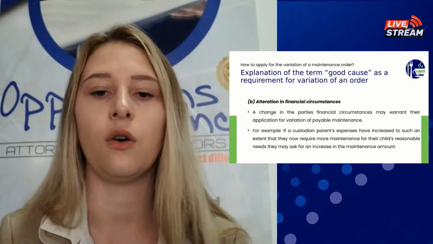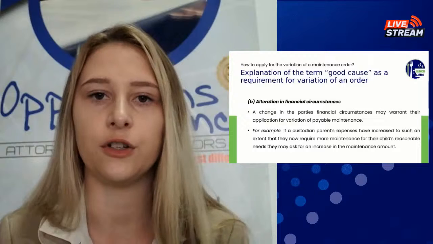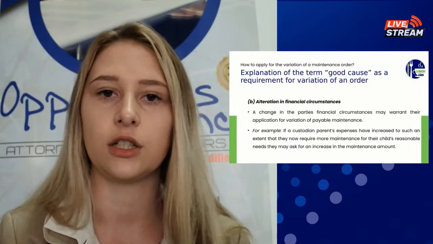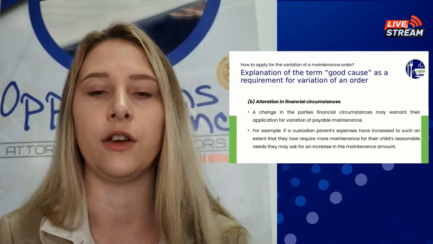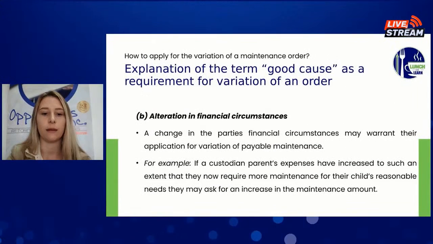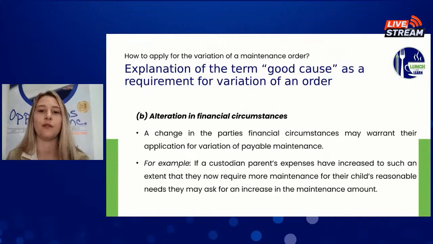So what does this mean? So the custodian parent, the primary parent who takes care of the child on a day-to-day basis, their expenses have now increased. So their expenses have become more than their income, and therefore they now require more maintenance. So they may apply for a variation to have the maintenance amount increase because they can now show that there's been a change in their financial circumstances. The child's reasonable needs have increased, or the primary parent has lost their job, and so now they require more maintenance to care for the child, for example. These are all examples of how there can be a change in your financial position.